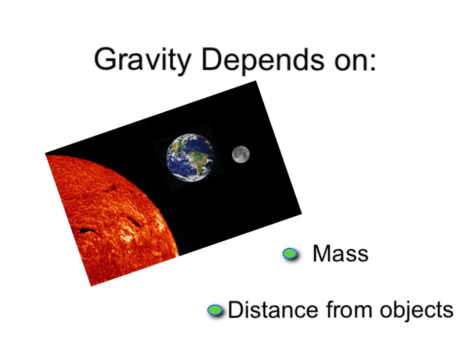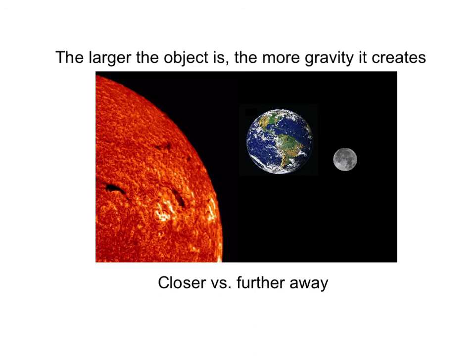Alright, so now let's talk about what gravity depends on. Gravity basically depends on two things, two variables. The first is mass. In other words, how much matter makes up that object, and then the distance from the object. So from object A to object B, the distance between those two. So now let's discuss the mass and the distance parts of gravity.